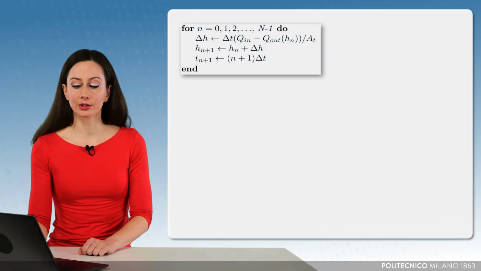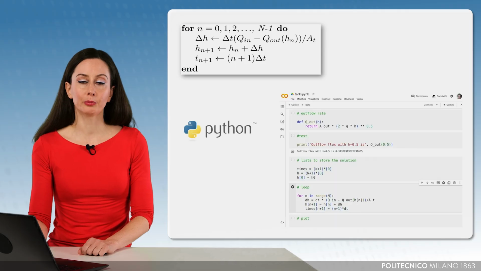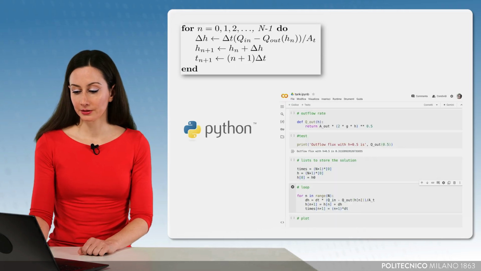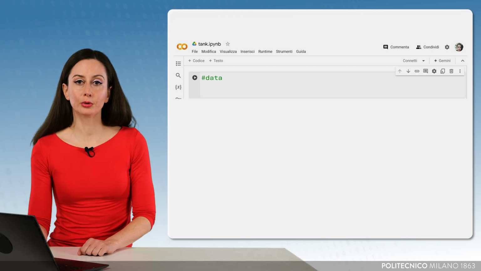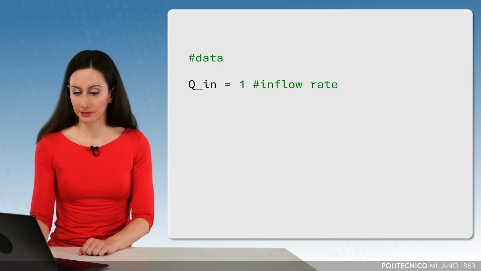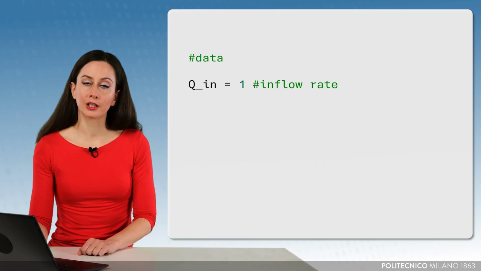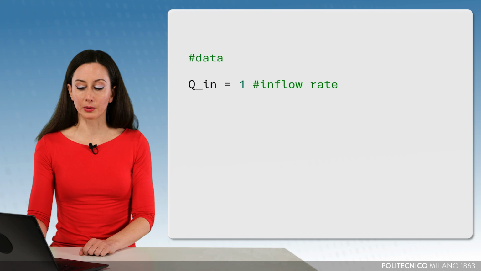Starting from this pseudocode, we're going to learn how to translate our algorithm into Python code. So let's open a new notebook, and the first thing to do is to insert all the data. Let us define our first variable, the inflow rate qin. We can set it to 1.